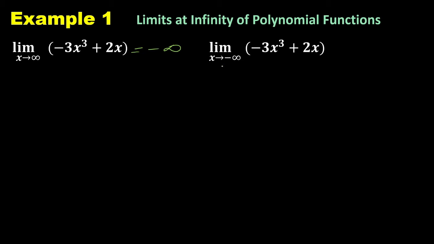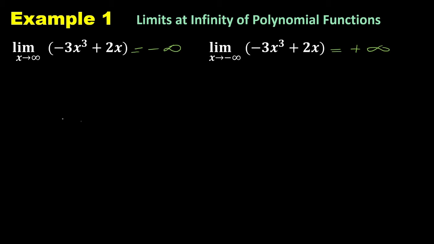Here, we are approaching negative infinity. So if we try to substitute negative infinity to x, that would be negative infinity times negative infinity times negative infinity. It would give you negative infinity. And then if you multiply it by negative 3, it would be positive infinity.